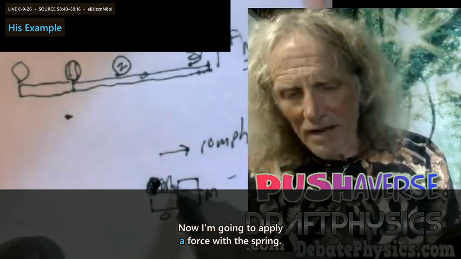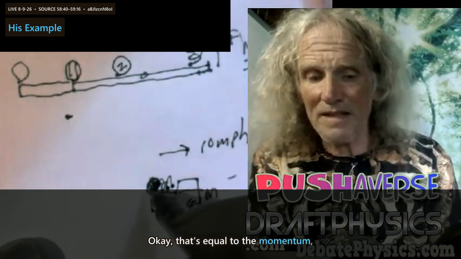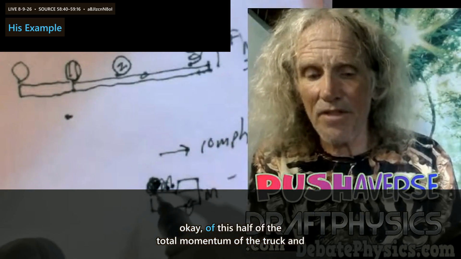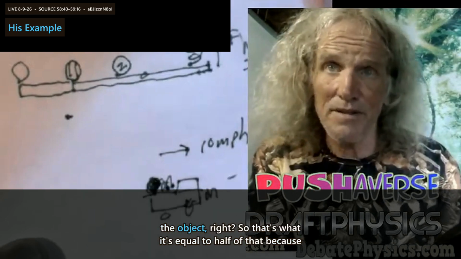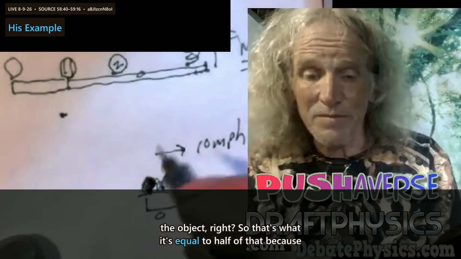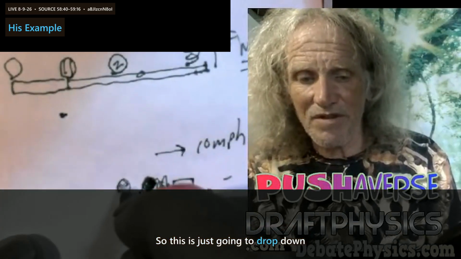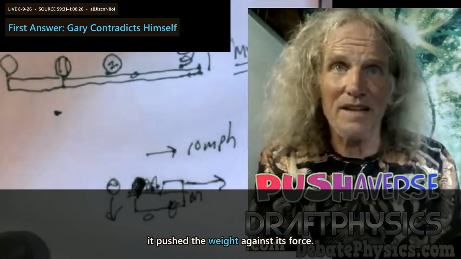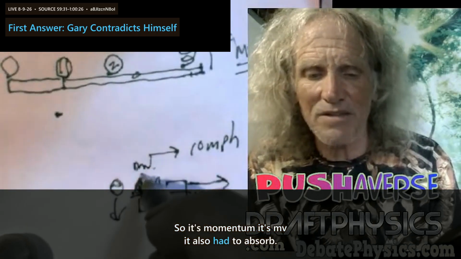Now I'm going to apply a force with the spring that's equal to the momentum of half of the total momentum of the truck and the object. Right? So that's what it's equal to, half of that, because it's going to stop this from moving. So this is just going to drop down. It pushed the weight against its force, so its momentum, its mv, it also had to absorb.